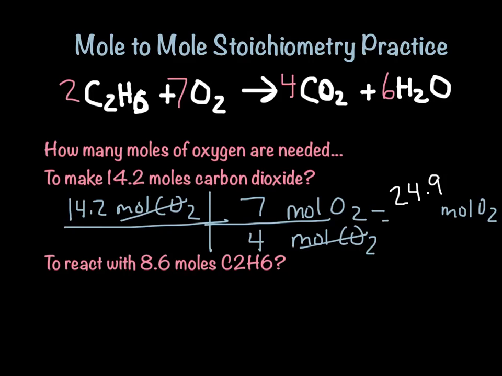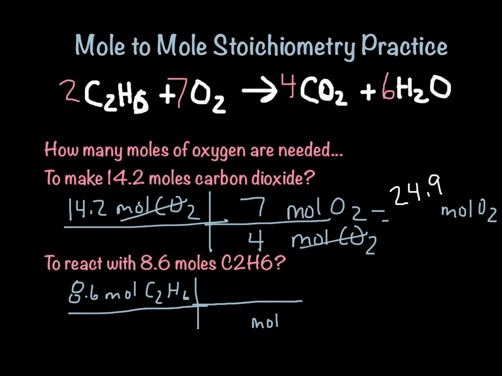I want you to pause it now and try this next one. 8.6 moles of C2H6 react. I want to know how many moles of oxygen are needed for that. Okay, so setting this up, we're going to have 8.6 moles of C2H6. It's very important that you write the formula each time because then we know when we can switch over. So down here we're going to put moles of C2H6. Up here we're going to put moles of O2.